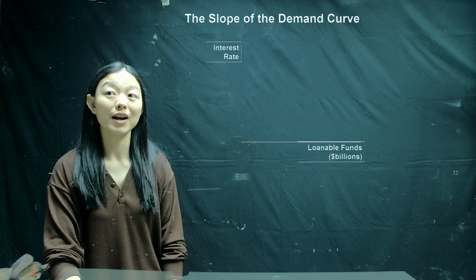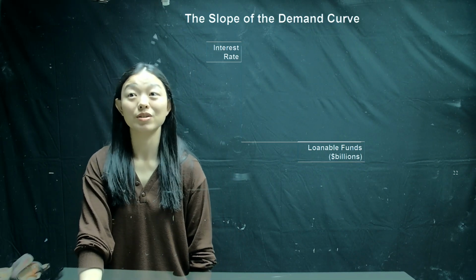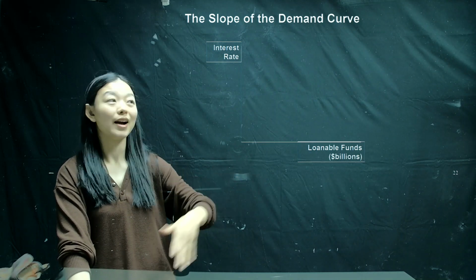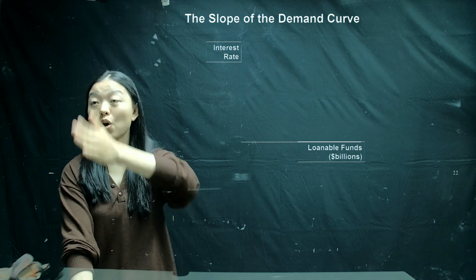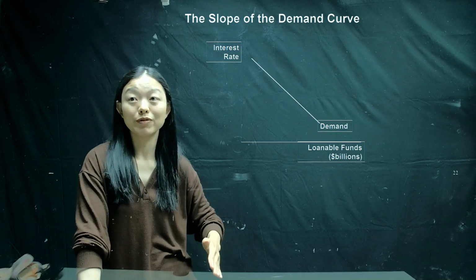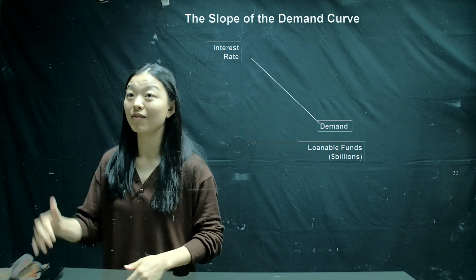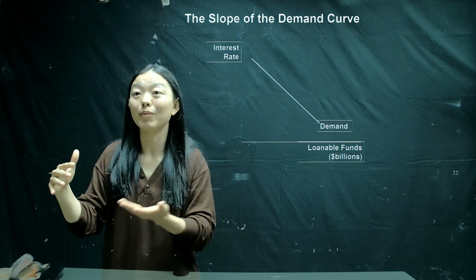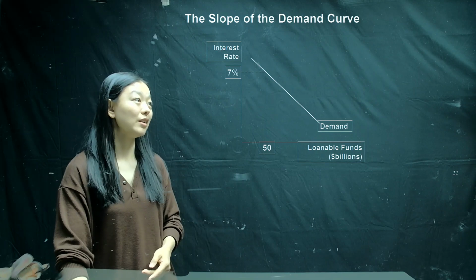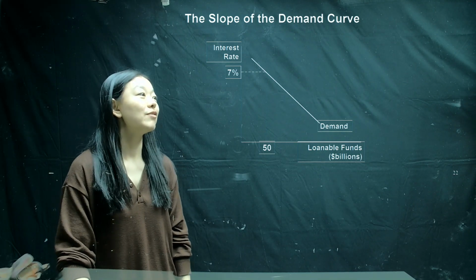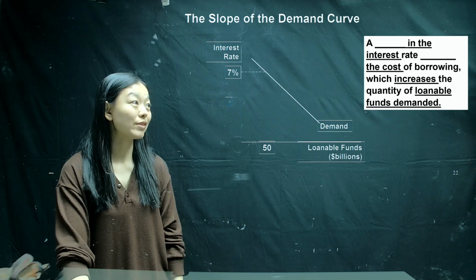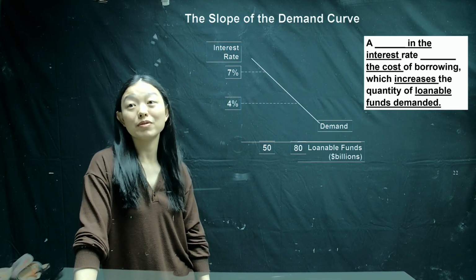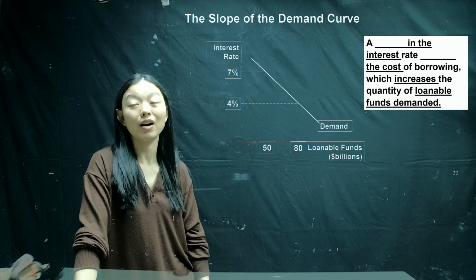So the demand for loanable funds, we can predict it should be downward sloping, right? So we still have quantity of loanable funds on the horizontal axis and interest rate as the price for loanable funds on the vertical axis. The demand for loanable funds is downward sloping because if the interest rate decreases, it will encourage consumers, like us, or firms to borrow money from the bank. You can see once the interest rate is 7%, 50 billion in loanable funds will be demanded. However, if the interest rate decreases to 4%, then more loanable funds will be demanded, like $80 billion.